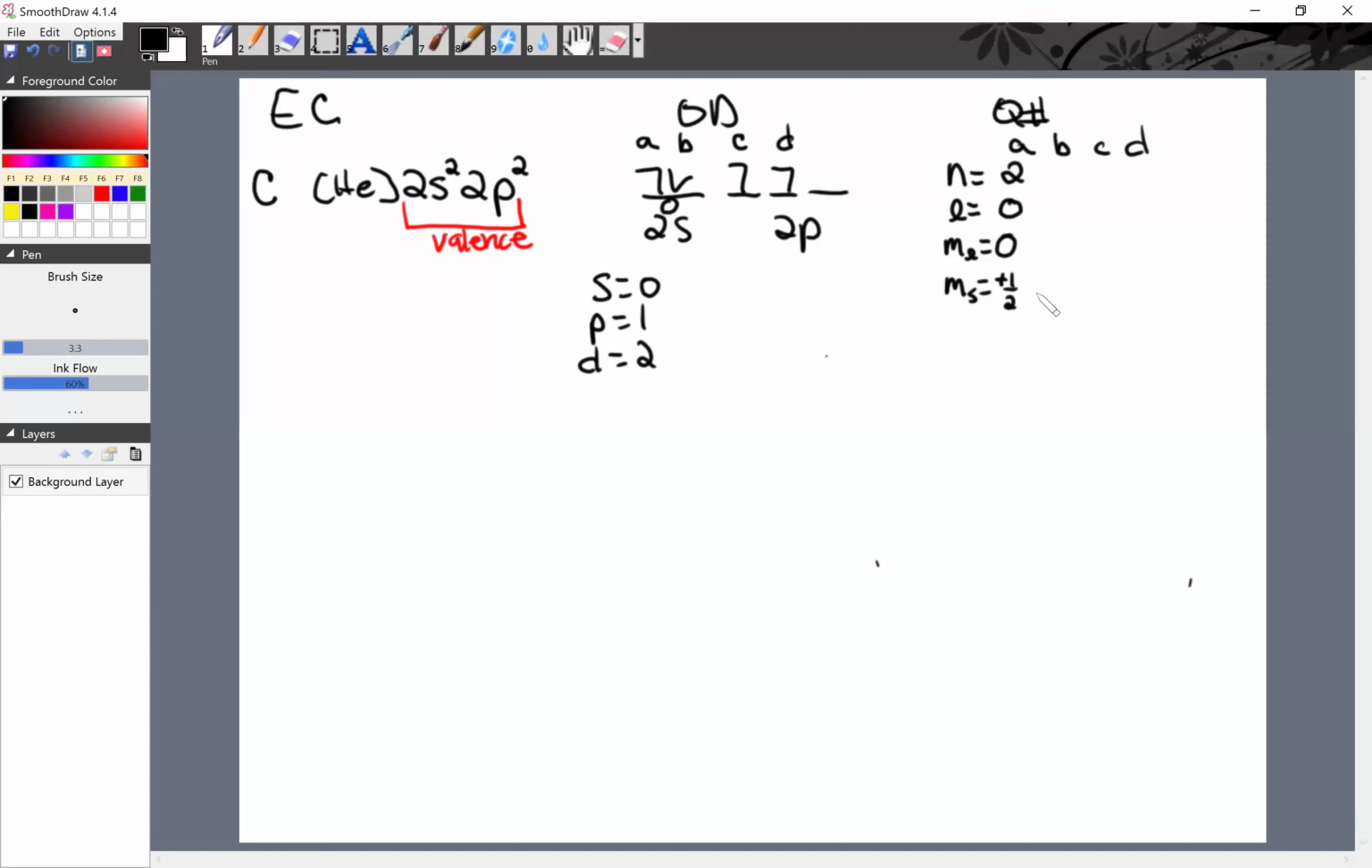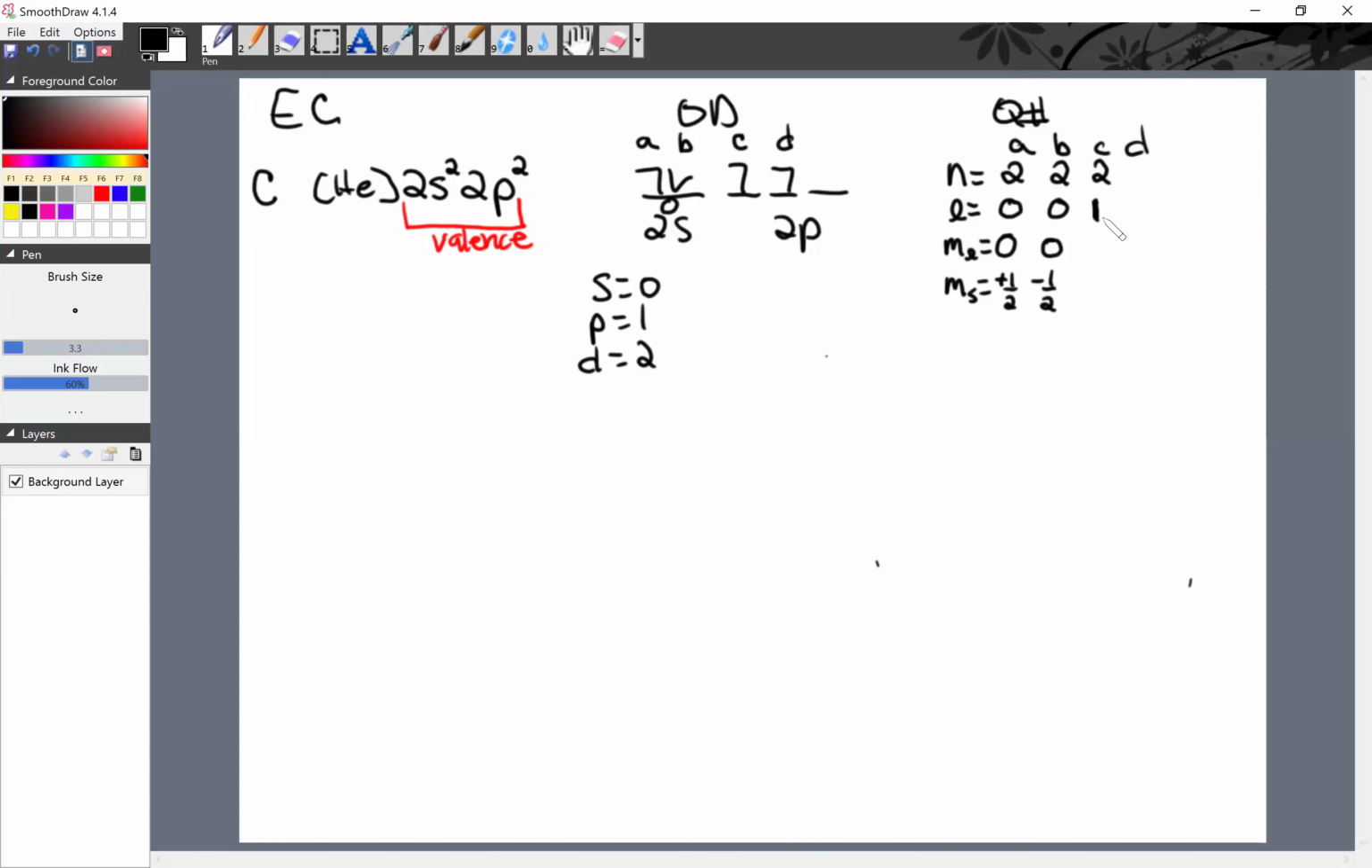So for B, it's going to be identical except the spin. So we're still in shell 2. We're still in shape 0 or S. We are still in the orbital because there's only one, but this time I have the opposite spin. All right, let's move over to C. I am still in row 2. Okay, I'm in shell 2. I am in shape P, which is 1.